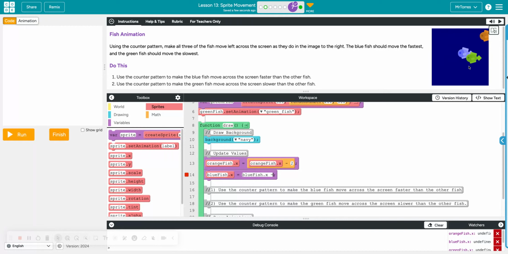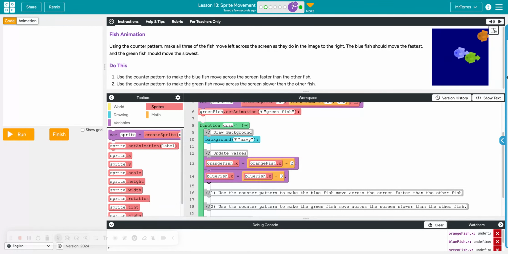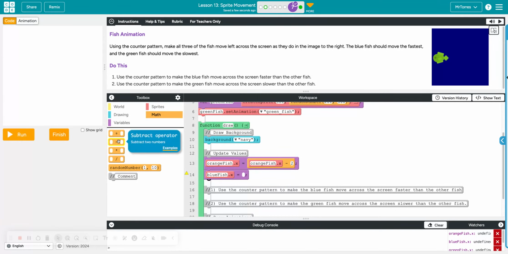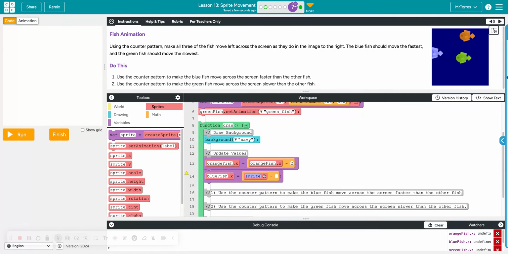Okay. Now, one final thing, if we look at this GIF over here, you'll notice that the blue fish is moving a little faster than the orange fish. So how can we get it to move faster? Well, if the orange fish is moving 2 pixels per frame, why don't we make the blue fish move 3 pixels per frame? And you'll notice when I type it in like that, it automatically corrects it to this. So if you wanted to, you could also use the minus block, and then I can use the sprite.x property. It's up to you. It should work either way.